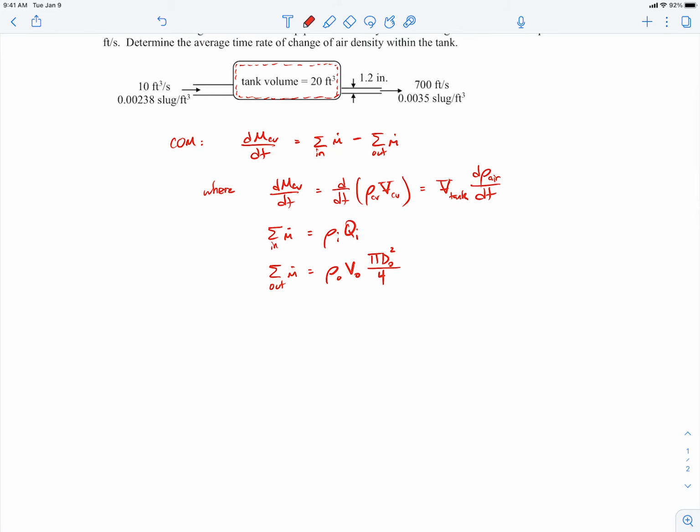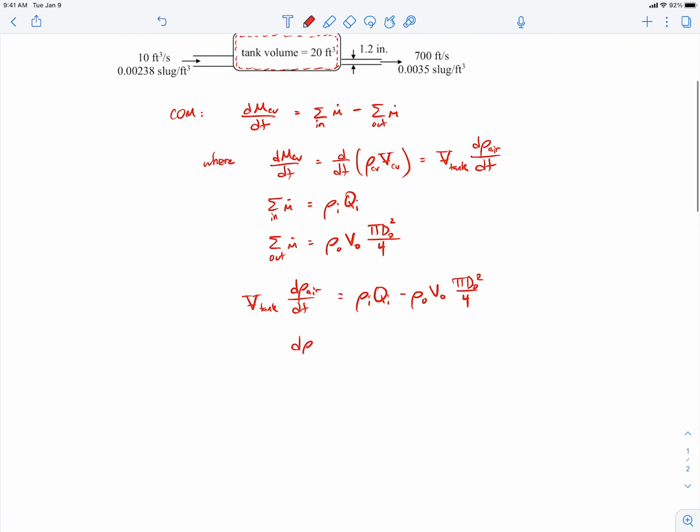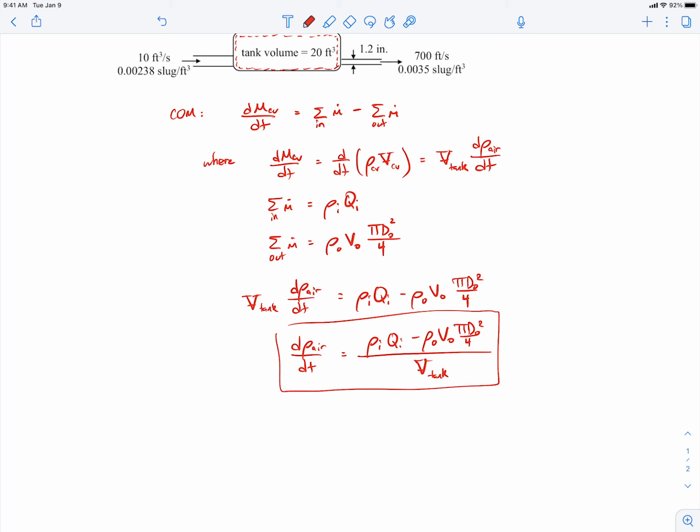So we can then substitute back into conservation of mass. I'll just go ahead and write it out. And then we can do a little rearranging to solve for the density of the air and how it's changing with respect to time. And now it's just a matter of plugging in the values.